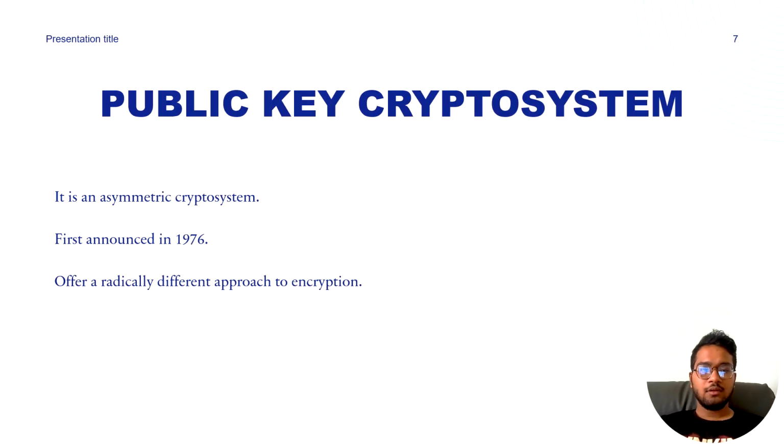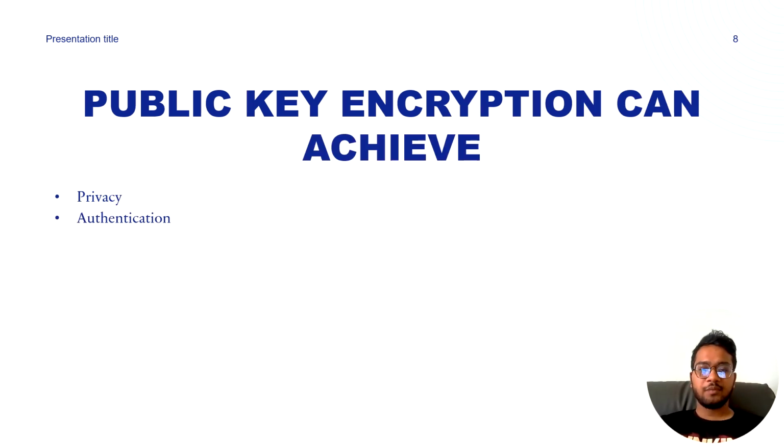Here, the public key is used. It is an asymmetric system, and it was first announced in 1976. It offered a radically different approach to encryption. Public key encryption can achieve both privacy and authentication.